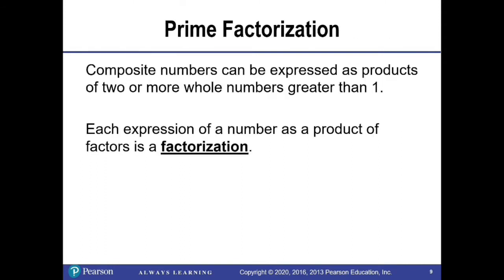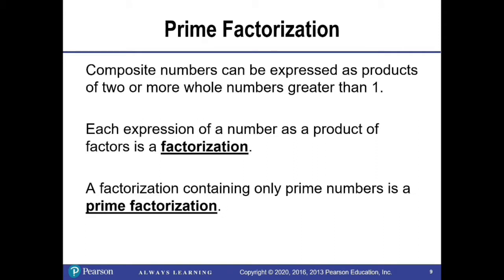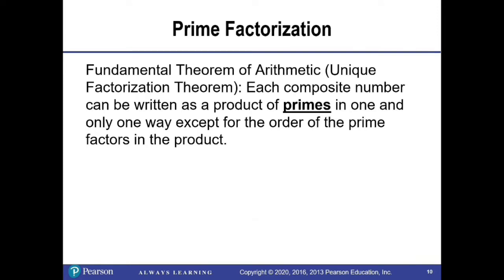So many times when working with our numbers, we want to think about what's called the prime factorization. Our composite numbers can be expressed as products of 2 or more whole numbers. This is called the factorization of the number. Now, a prime factorization lists only the prime numbers that are factors of the number. We have what's called the fundamental theorem of arithmetic. This theorem tells us that each composite number can be written as a product of primes in one and only one way, except for the order of the factors.